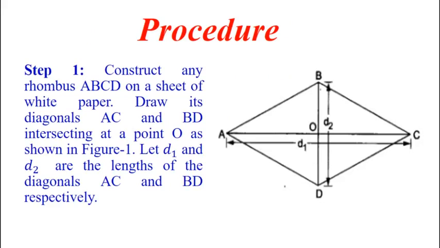Procedure. Step 1. Construct any rhombus ABCD on a sheet of white paper. Draw its diagonals AC and BD intersecting at a point O as shown in the figure. Let D1 and D2 be the lengths of the diagonals AC and BD respectively.